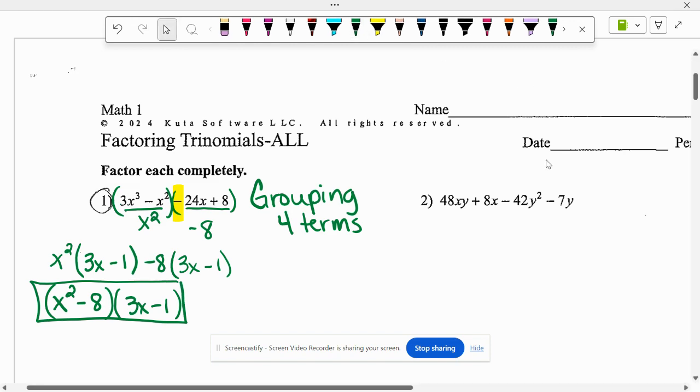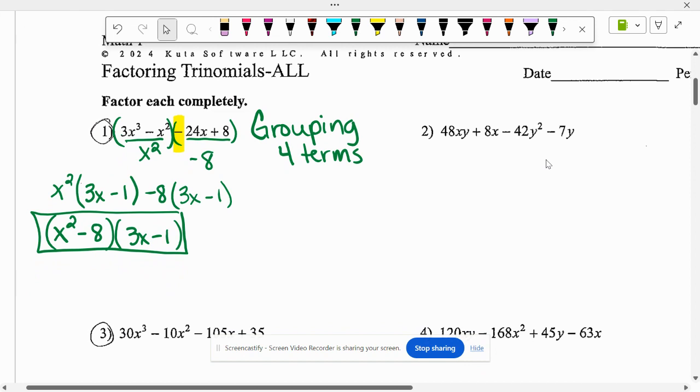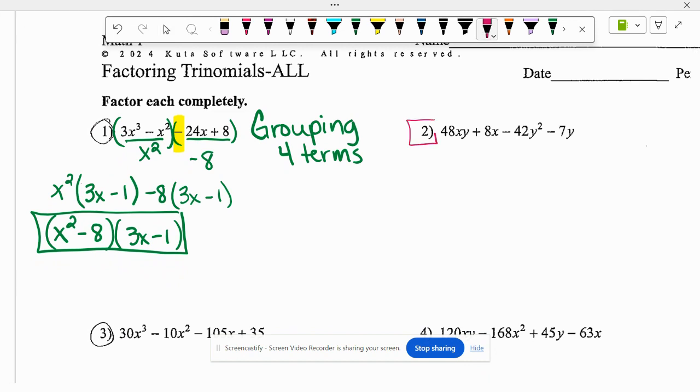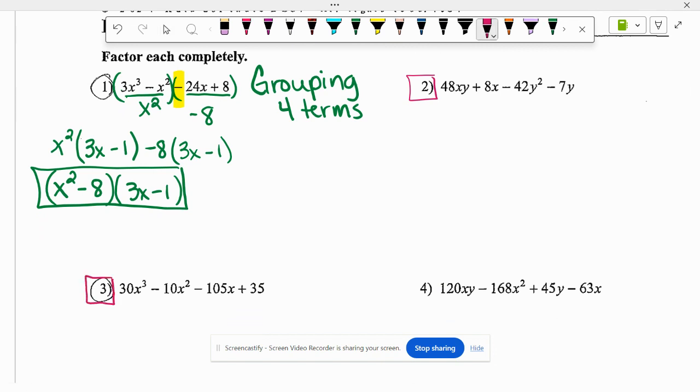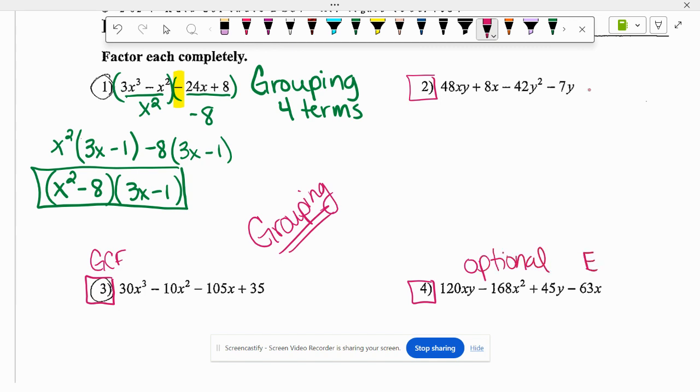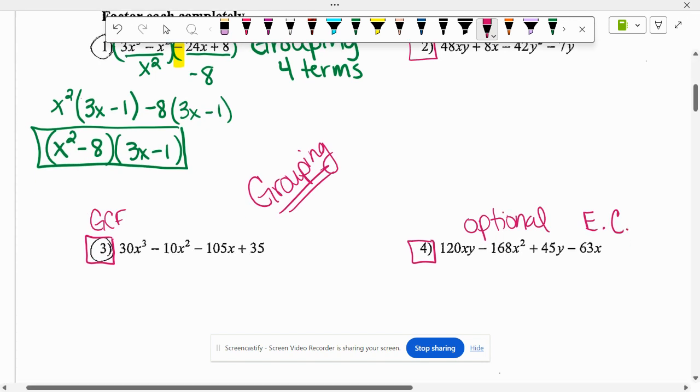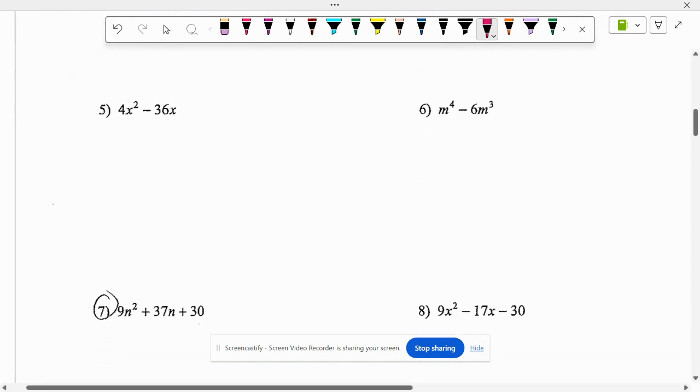So examples 2 and 3 are also going to be factored by grouping. I will tell you that number 3 contains a GCF, and I will make number 4 optional. Number 4 is optional extra credit. Okay, all right, let's move to the next one.